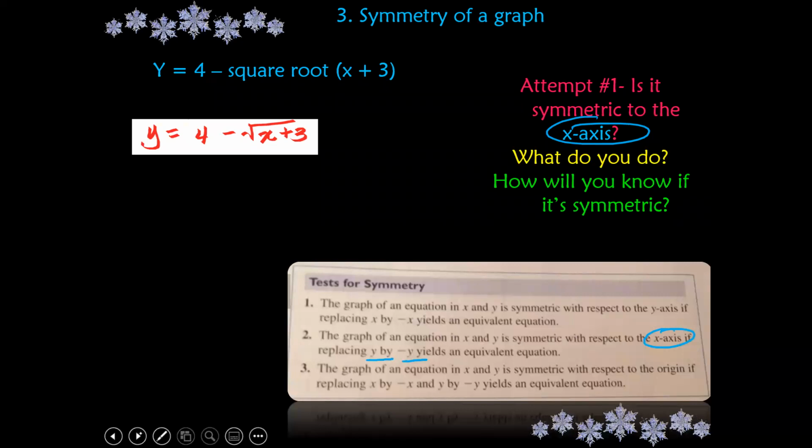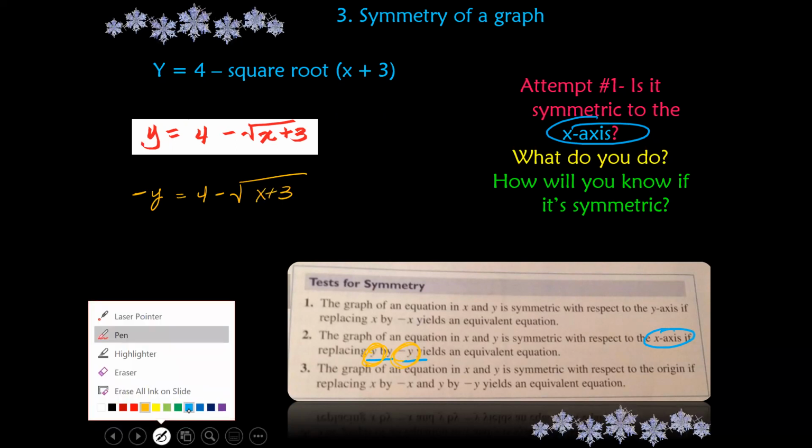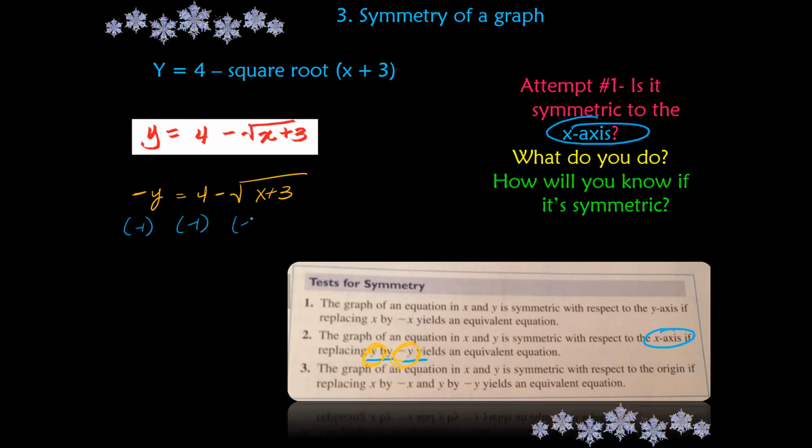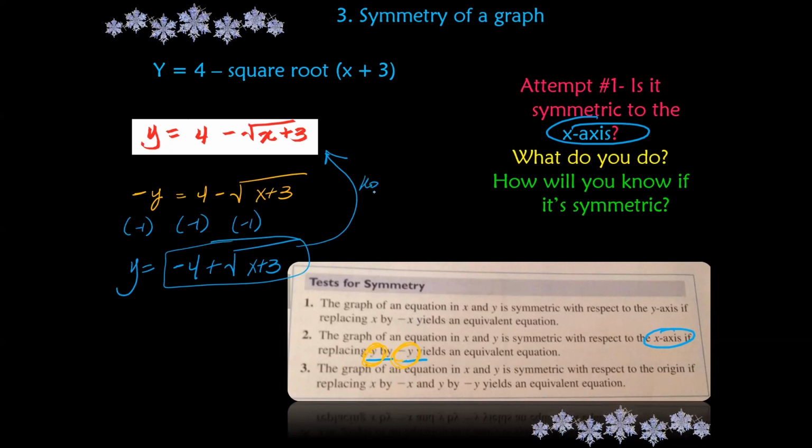Okay, so is this symmetric to the x-axis? If I were to do that, I would replace the y by a negative y. So let's do that. Negative y equals 4 minus square root of x plus 3. I don't want to have a negative y, so I'm going to multiply everything by a negative 1, which means I have a positive y equals negative 4 plus square root of x plus 3. So is it? Nope, this is not the original equation. It does not match. So it is not symmetric to the x-axis.